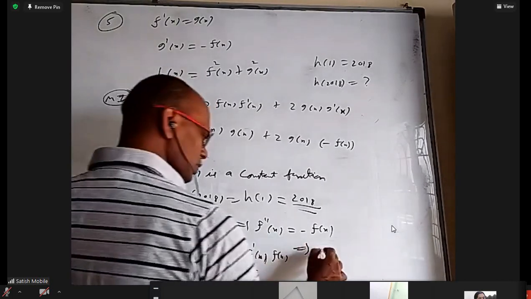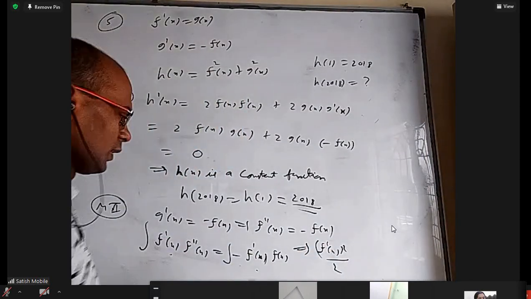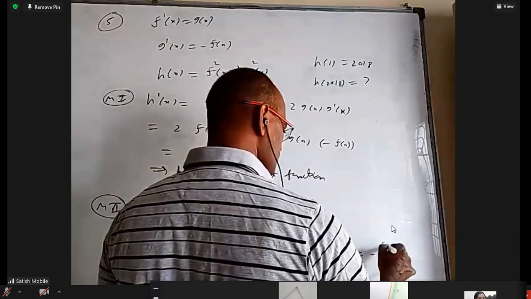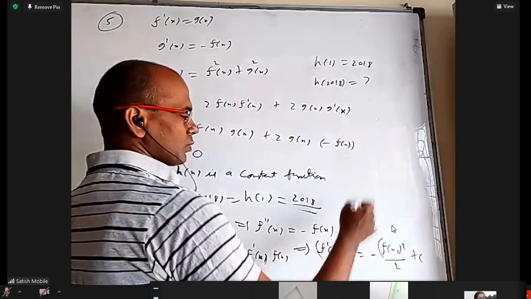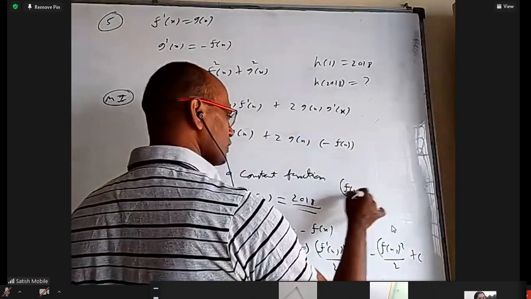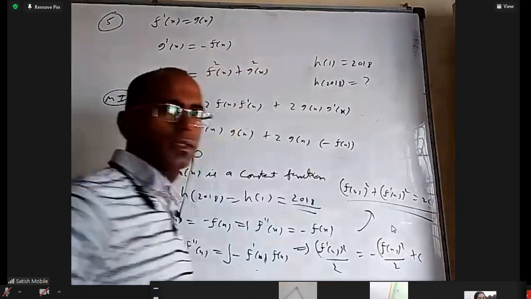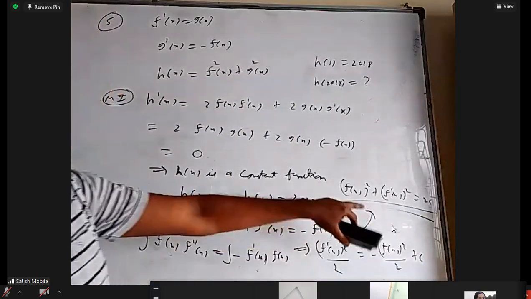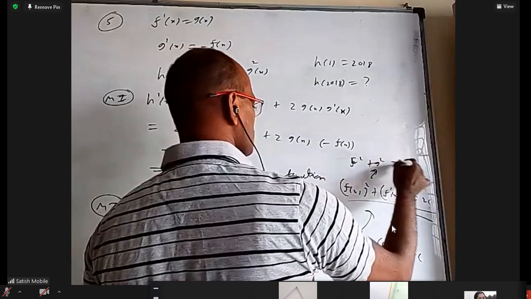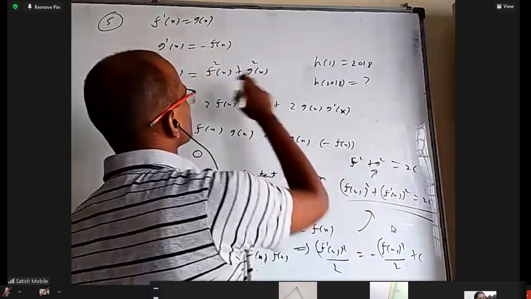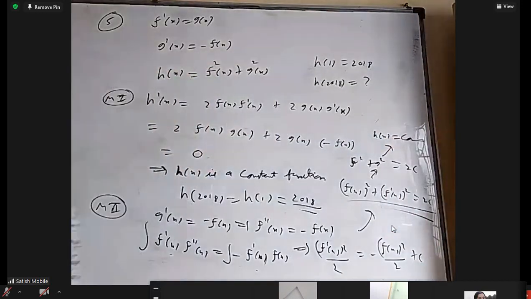For this is a derivative, so the integral is f dash x whole square by 2, because the integral of t dt will be t square by 2. For this is a derivative, so minus f of x whole square by 2 plus c. Now bring this side to that side, you are going to get f of x whole square plus f dash x whole square is equal to 2c. That is a constant. That is exactly f of x whole square plus f dash x means g of x only. So this is f square plus g square is 2c for all x. And f square plus g square is exactly h. So h of x is equal to a constant. Okay, this is one way.